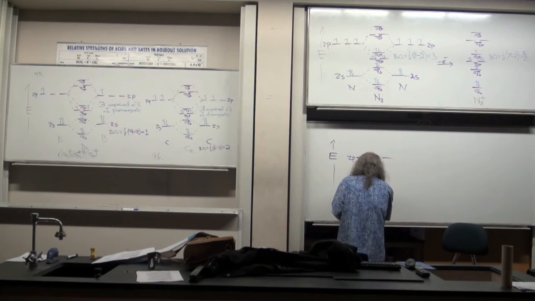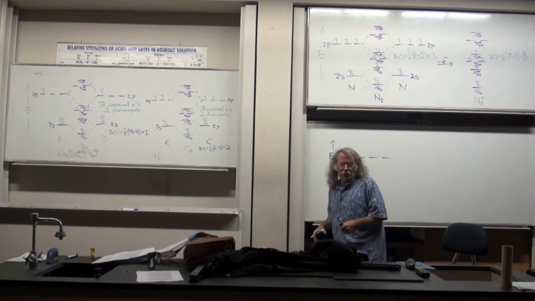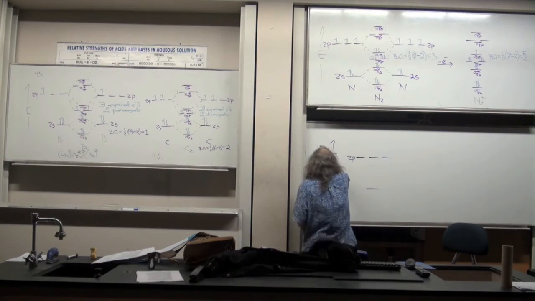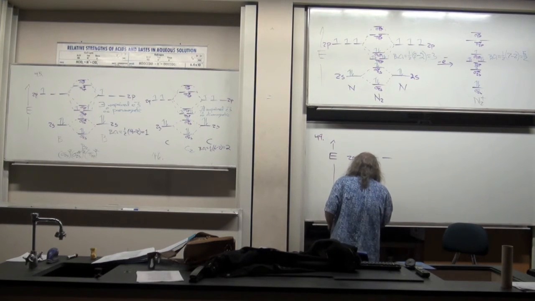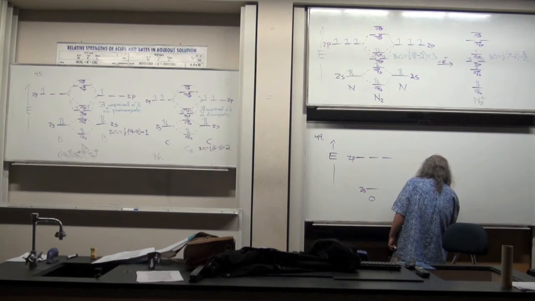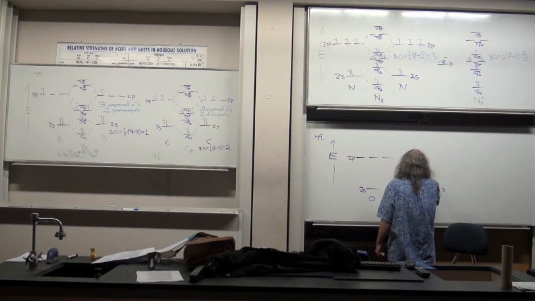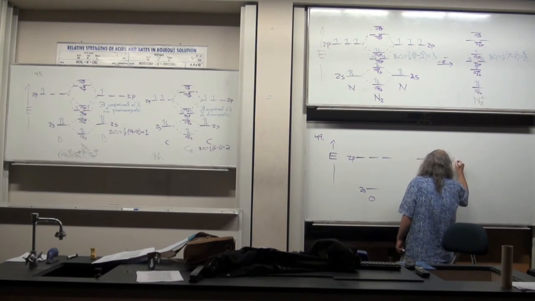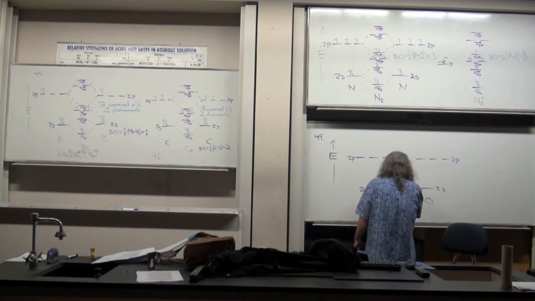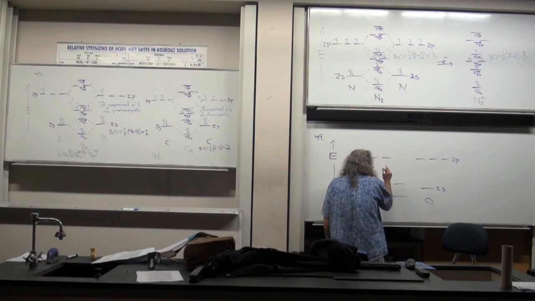49. What is this? This is 49. One oxygen atom, 2s, 2s, 2p. Now, what comes next?